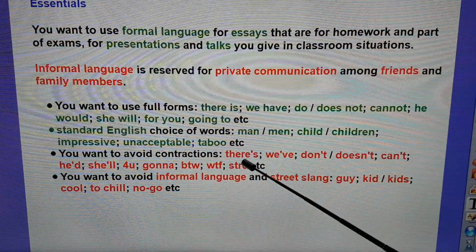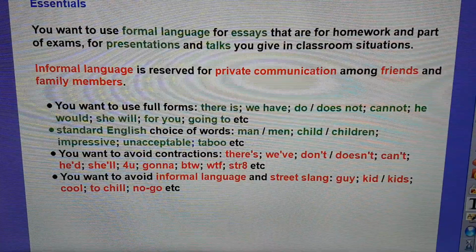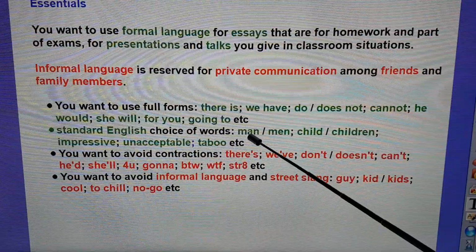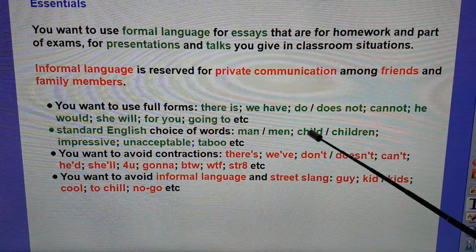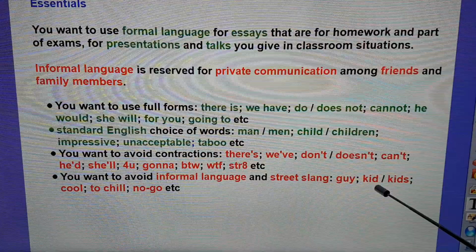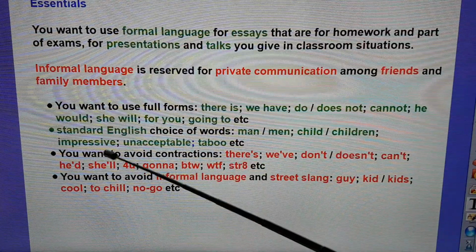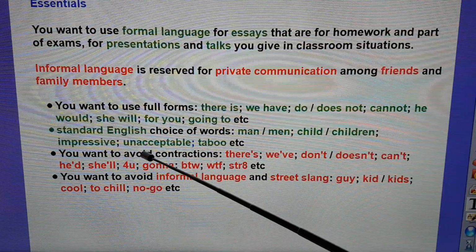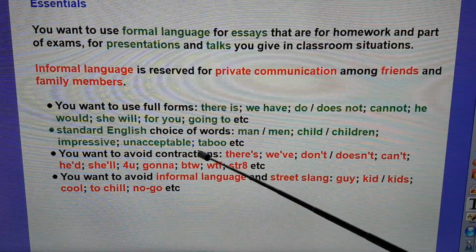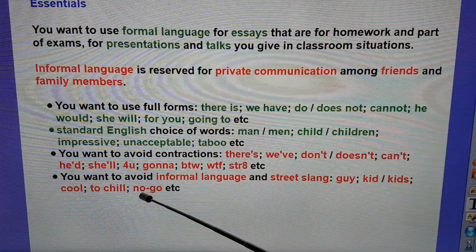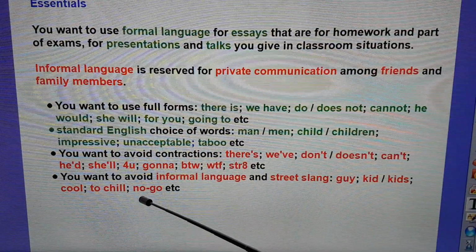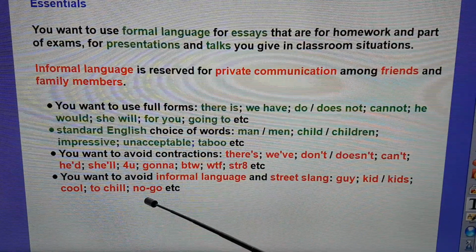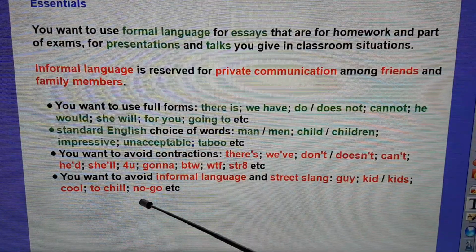So, when we're talking about choice of words, then of course you want to use man instead of guy, and child, children instead of kid, kids. You want to use impressive instead of cool, and you want to use unacceptable or taboo instead of no-go. By the way, no-go is used in the phrase to be no-go.